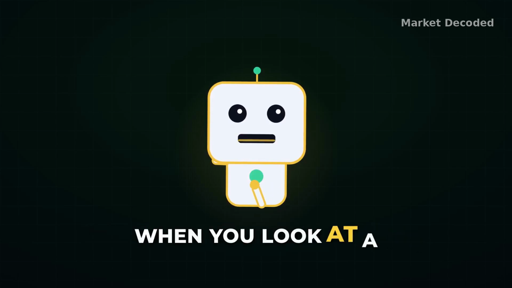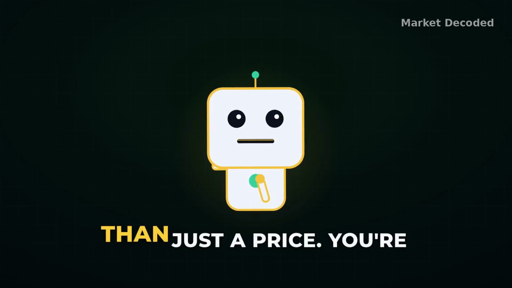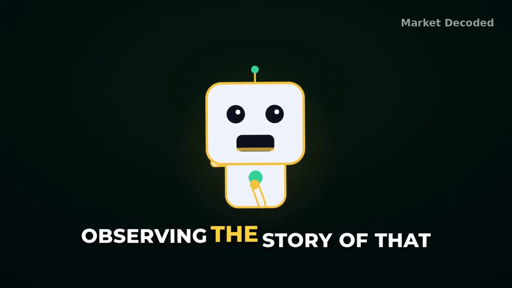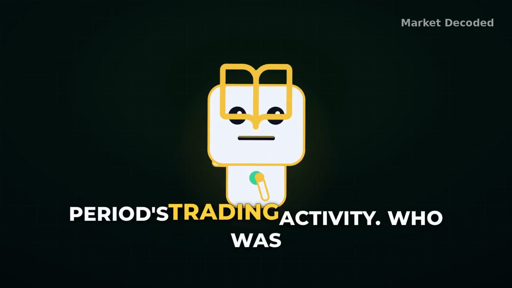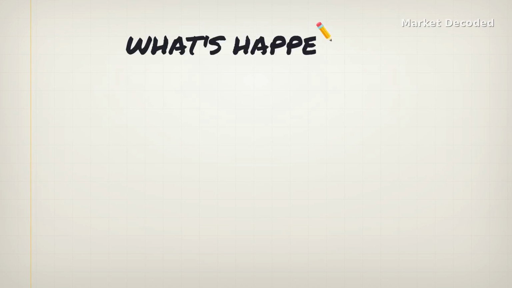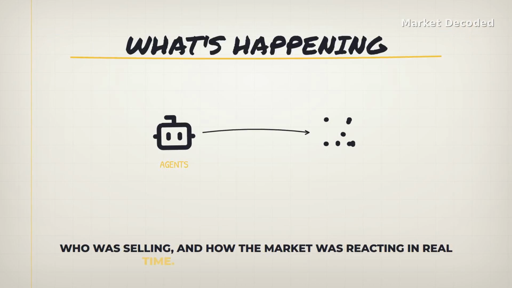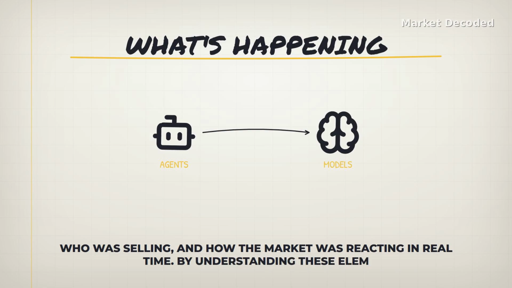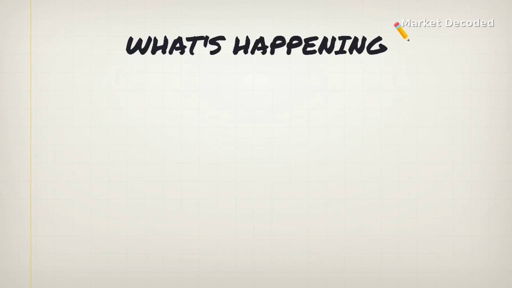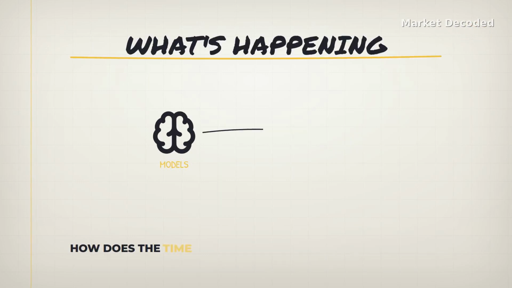So, when you look at a candlestick, you're seeing much more than just a price. You're observing the story of that period's trading activity, who was buying, who was selling, and how the market was reacting in real time. By understanding these elements, you're already getting a clearer picture of market dynamics. Ready to dive deeper? How does the time frame of a candlestick chart change what you see?